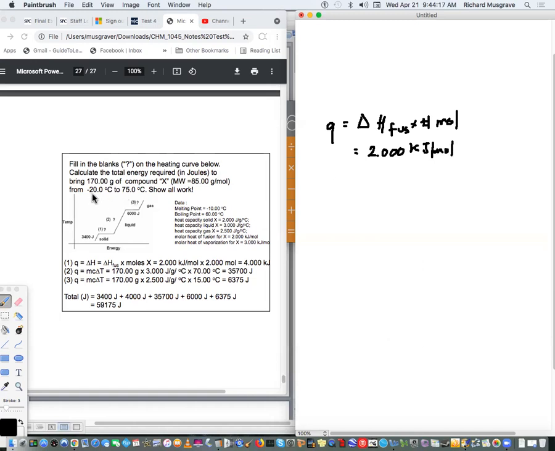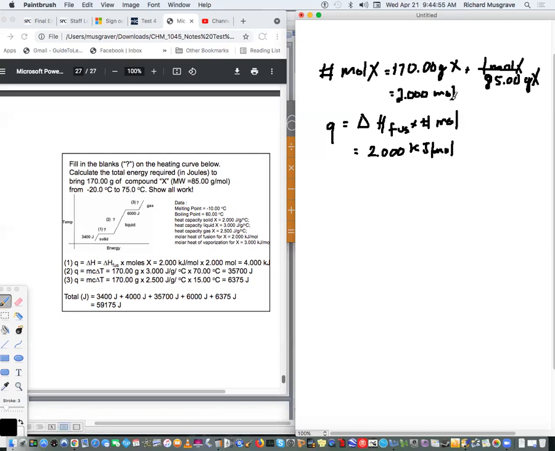The number of moles. We'll take a look at the compound here. I'll do that up here separately, the number of moles of X. I have 170.00 grams of X. I need to get the number of moles. So to do that is times 1 mole of X over the molecular weight of X, which has been given to me as 85.00 grams of X. So that's 2.000 moles.